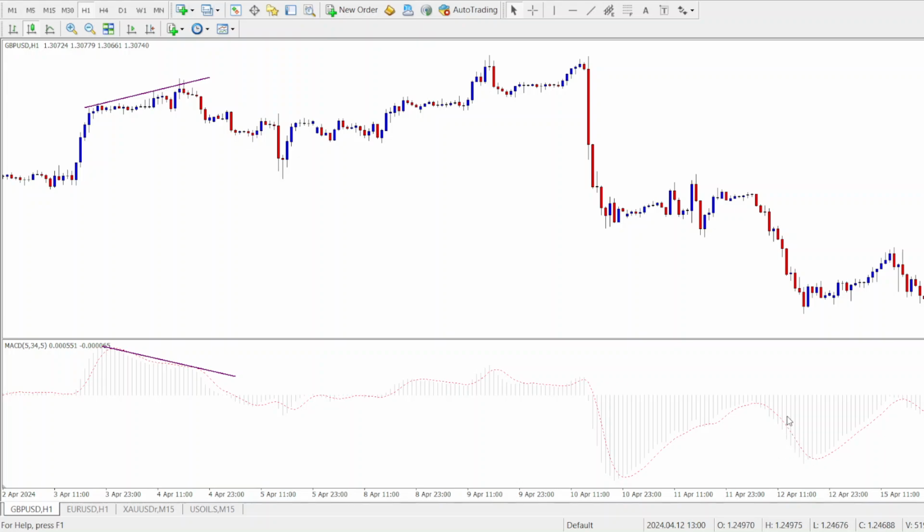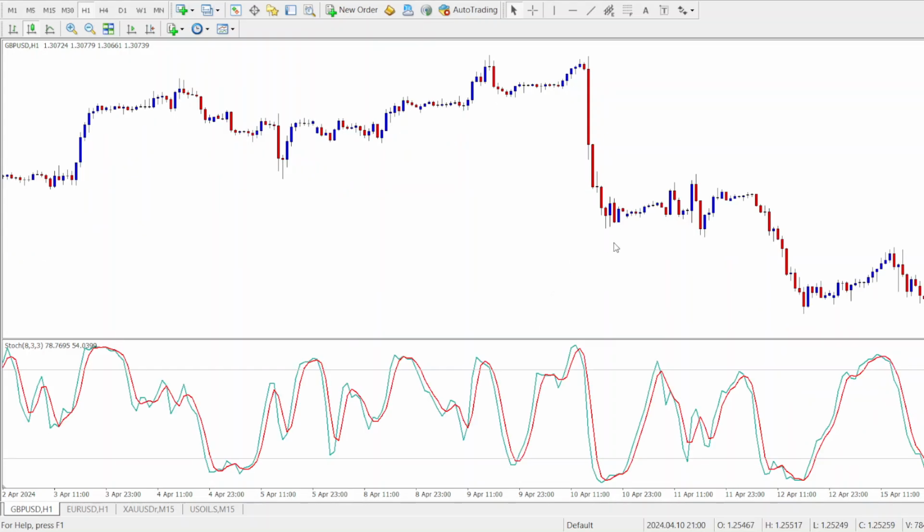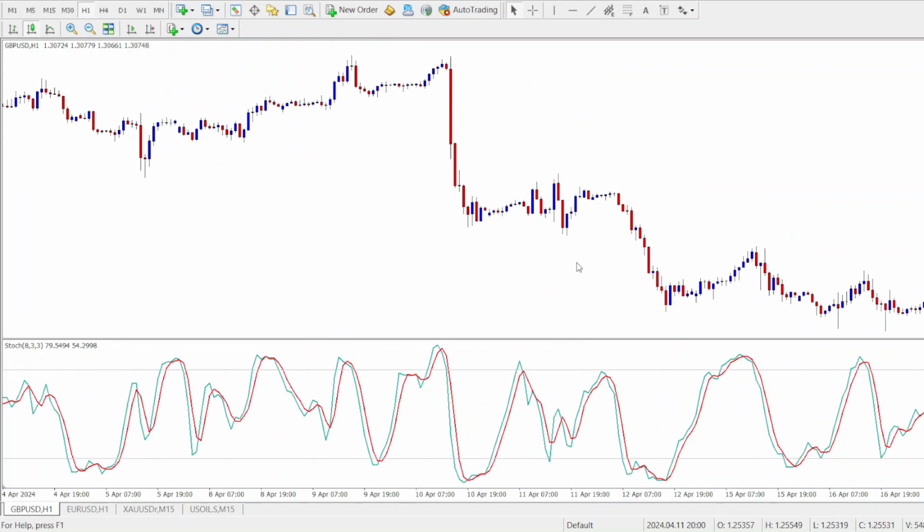Okay, so now we're going to look at the stochastic oscillators next. Now, the stochastic oscillator compares a particular closing price to a range of its prices over a specific period. This indicator is particularly good at identifying overbought and oversold conditions along with spotting divergences.